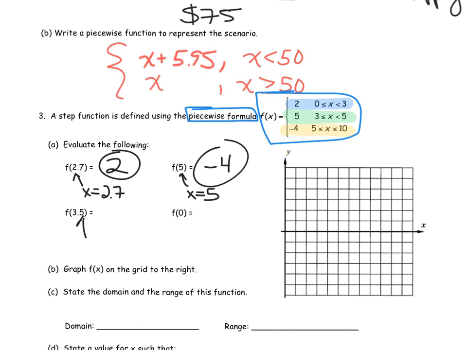Okay, for the next one, here I know x is equal to 3.5. So if I look at my intervals again, I know I'm in the middle because 3.5 is between 3 and 5. So my answer here will be 5.